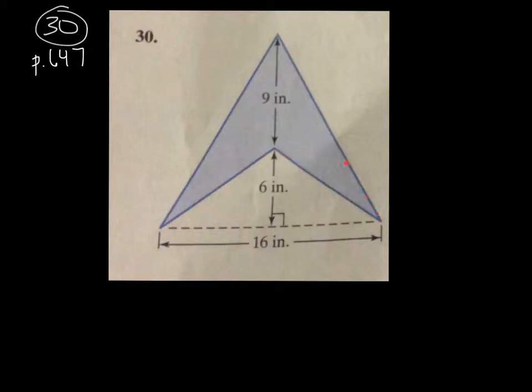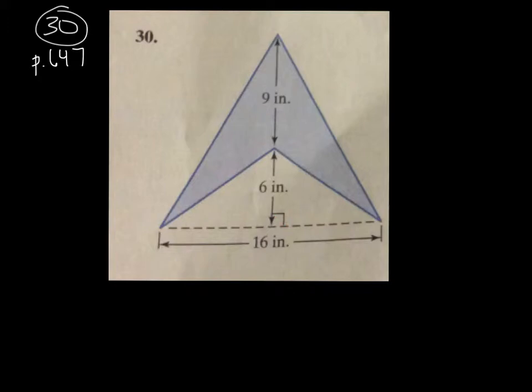Say we're putting carpet in this shape in a very modern home. So how do we calculate the square inches in order to find the area of this figure? We have this triangle here, and we also have this triangle here. We have our measurements here: 16 inches, the height of this triangle is 6 inches, and the height of this triangle is 9 inches. And of course, we have our 90-degree angle there.